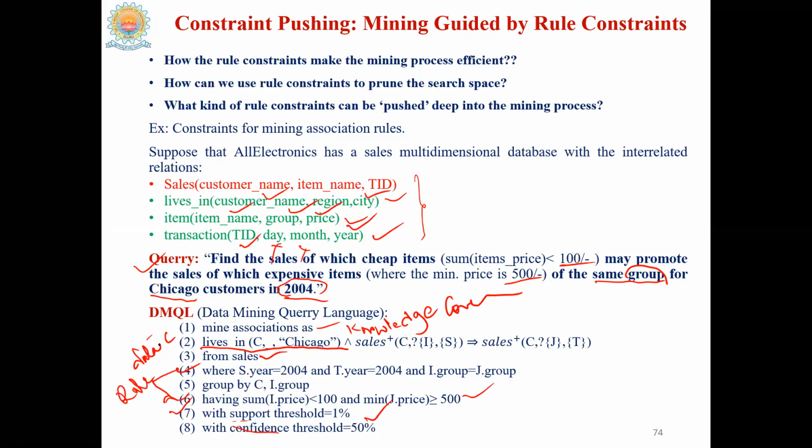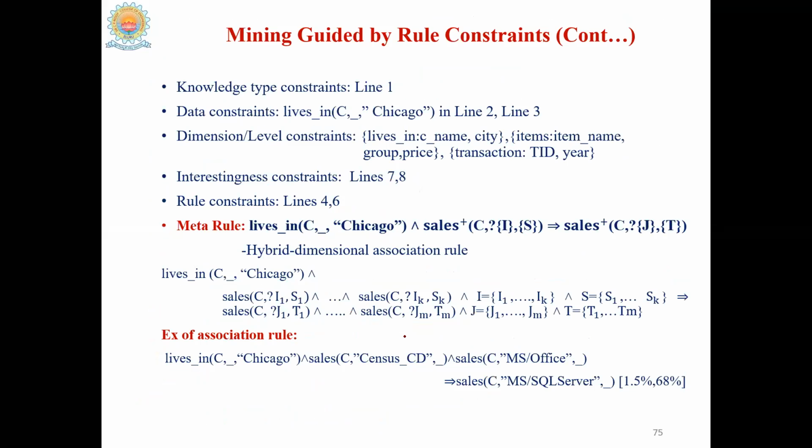rule constraints. So like that, from a given DMQL, you can categorize the different constraints. So you can identify different constraints from that actually. Here I will explain what it means by question mark here, plus here, later. So let us go to the next topic here.